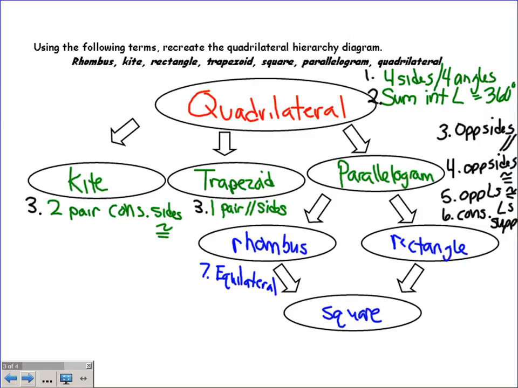Okay, rectangle, how many characteristics is it going to have? 8. It'll have 1, 2, 3, 4, 5, 6. It is a parallelogram, so its 7th characteristic is that it's equiangular.